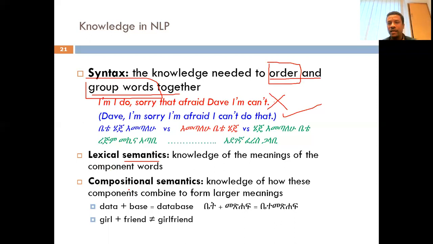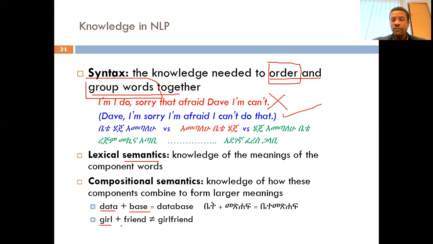Whenever you put two words together, it might have a different meaning. Like if you have the word data and base, if you put them together, it doesn't mean a data which is a base. It doesn't mean that. It means a repository that you use to manage organizational data.